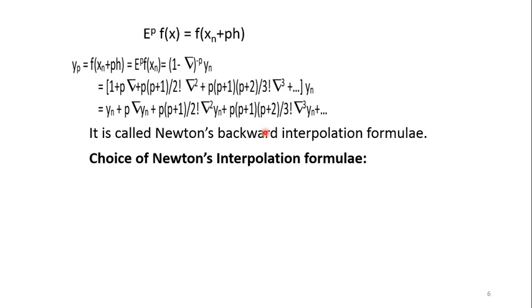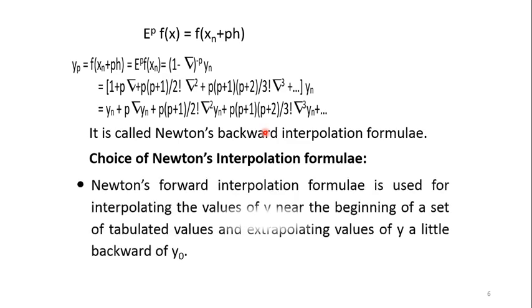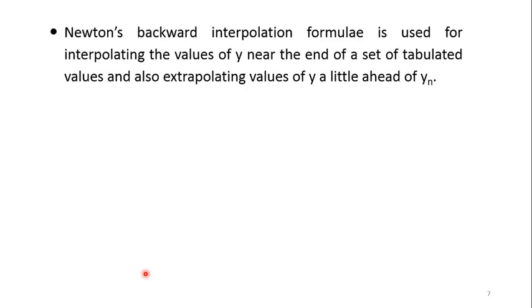So, choice of Newton's interpolation formula. Newton's forward interpolation formula is used for interpolating the values of y near the beginning of a set of tabulated values and extrapolating values of y a little backward of y0. Newton's backward interpolation formula is used for interpolating the values of y near the end of the set of tabulated values and also extrapolating values of y a little ahead of yn.